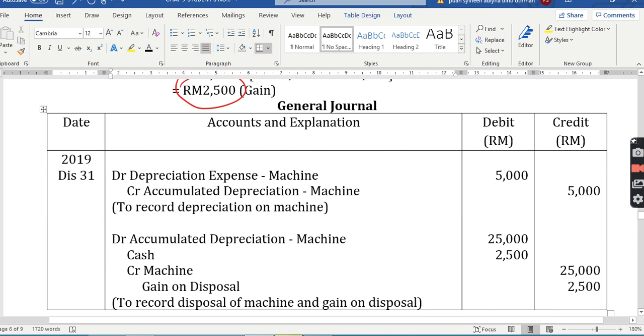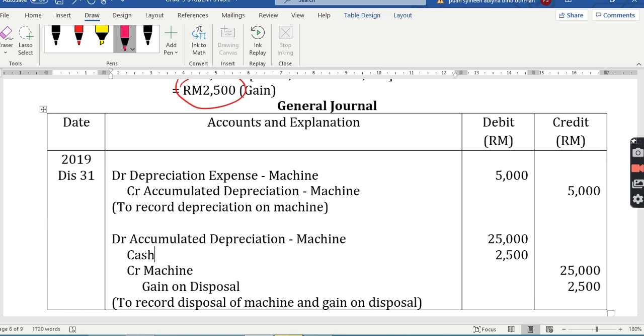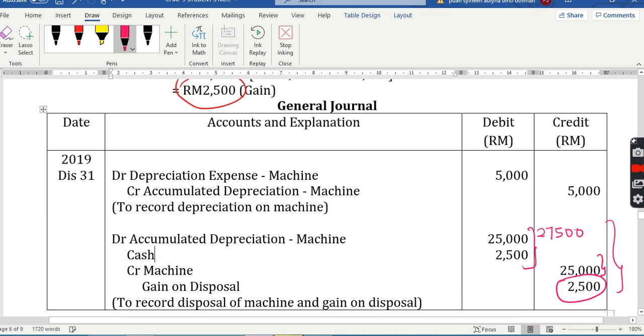As you can see from the transaction, on the debit side we have 27,500, but on the credit side we only have 25,000, so we are short of 2,500 on the credit side. That amount we need to add up here to balance it. So we need to add 2,500 on the credit side. Since it is on the credit side, that is the gain on disposal.